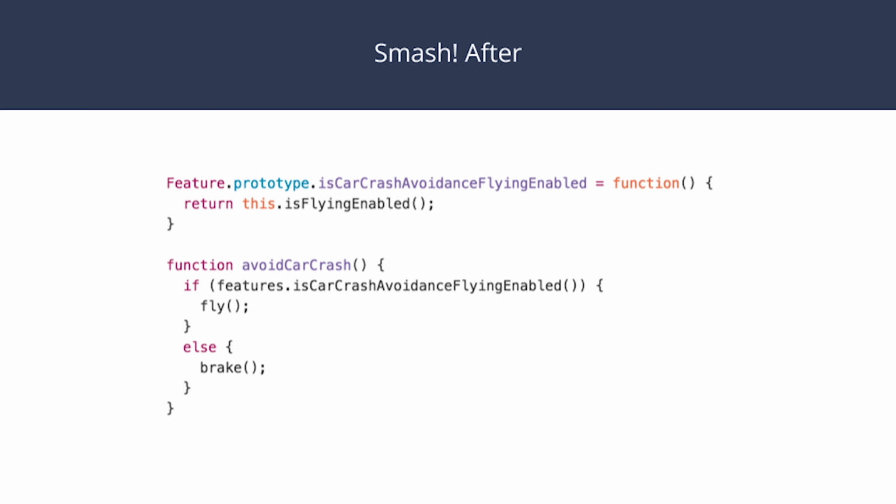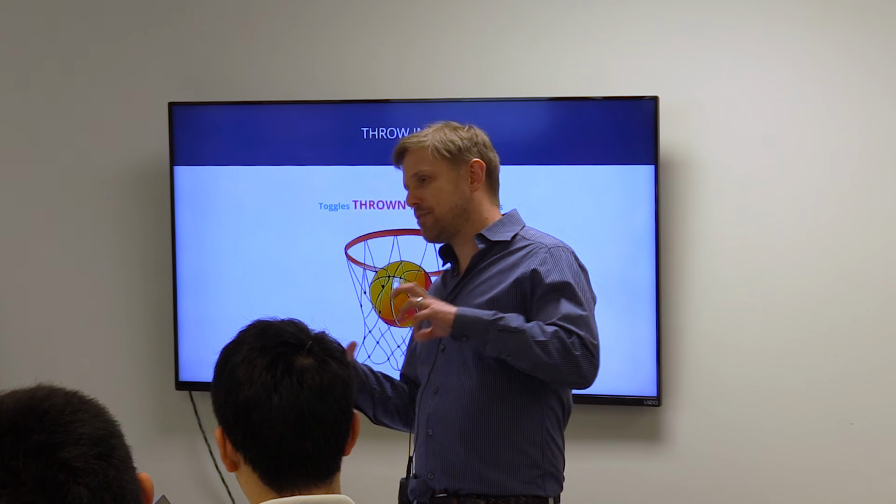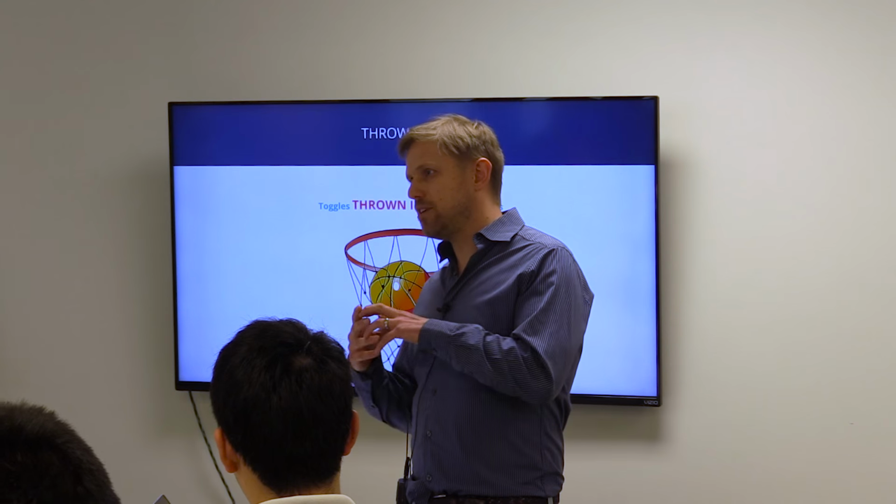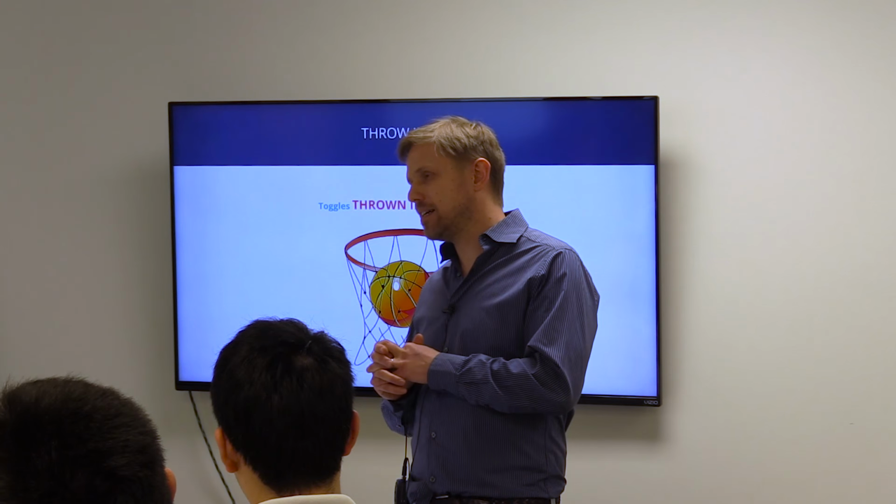So here we're adding a Features prototype, isCarCrashAvoidanceFlyingEnabled, so we're just enabling that one feature of avoiding the car crash by flying instead of just flying in general. And then here we're just returning whether flying is enabled. And then we have our function avoidCarCrash. And then we're just saying if features isCarCrashAvoidanceFlyingEnabled, then we'll fly, else we're going to brake.